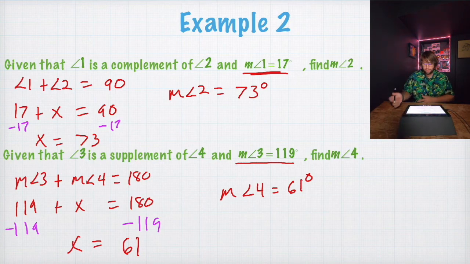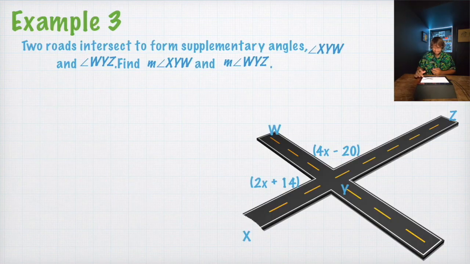Once again, pretty straightforward, a little bit of algebra mixed in with our geometry today, but that's what makes it fun, right? Example 3. Two roads intersect to form supplementary angles. Angle XYW and WYZ, okay? So these are going to be our supplementary angles because they form a straight line. Find the measure of XYW and WYZ.